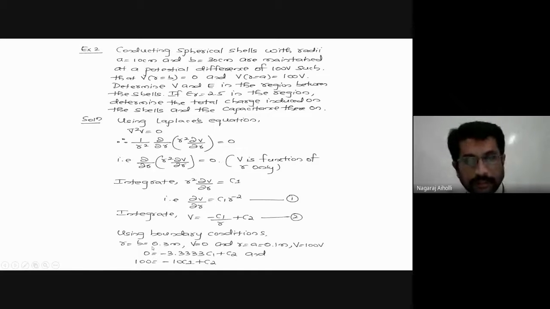Substitute these boundary conditions in the above equation, that is equation 2. We get 0 equal to minus C1 by R, where R is 0.3 meters. 1 by 0.3 is 3.3333, so 0 equals minus 3.3333 C1 plus C2. Then substitute the second boundary condition in the same second equation. We get 100 equal to minus C1 by 0.1, that is minus 10 C1 plus C2.